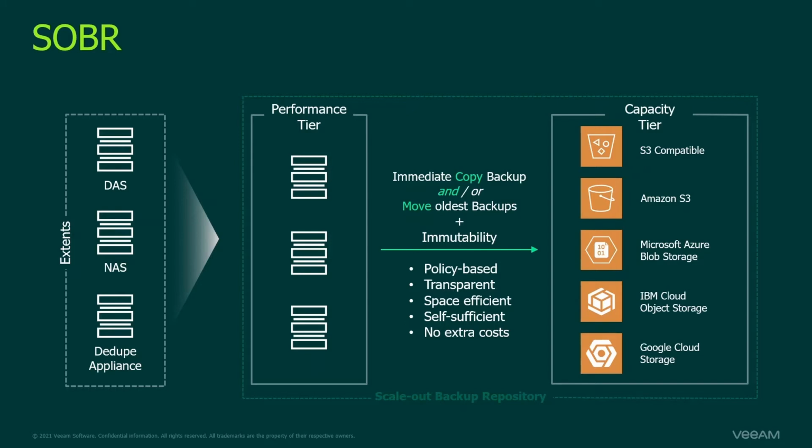We can also move data to the capacity tier, and this way you can archive older backups or the oldest backups to the capacity tier when they are no longer needed on the performance tier. And of course, you can combine both options. So you can copy the backup for 3-2-1 purposes, and we can move all the backups.